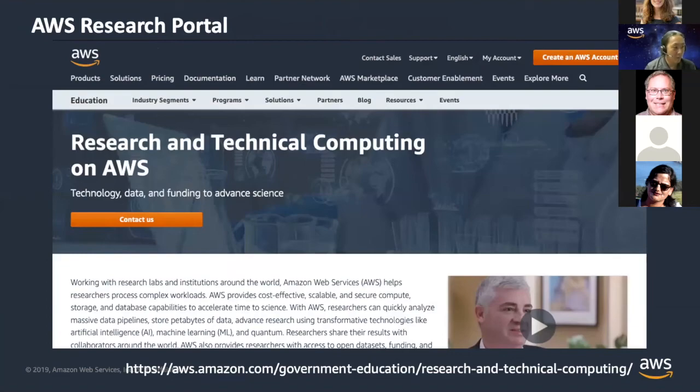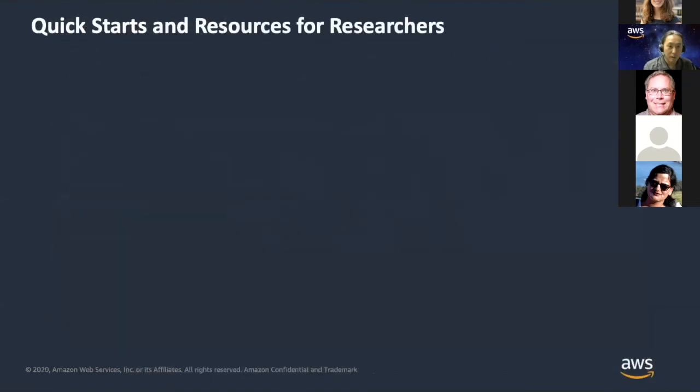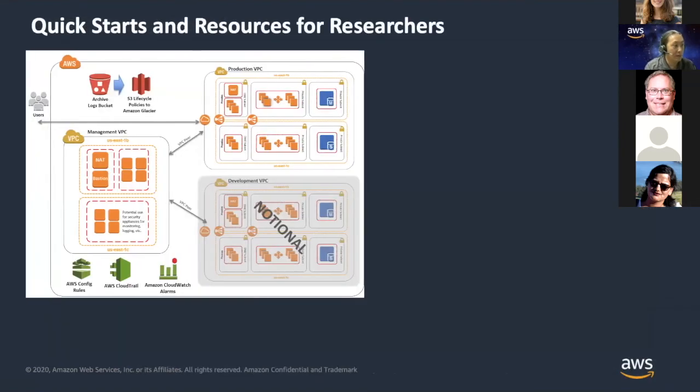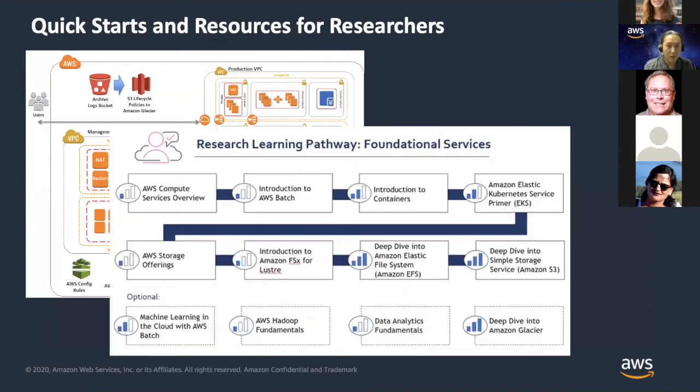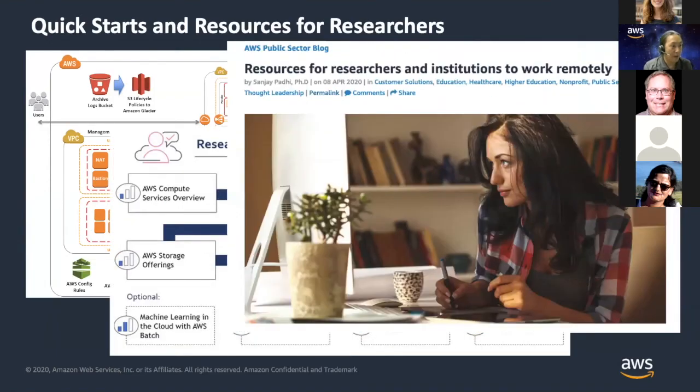We have a research webpage at the bottom here that is specifically focused on research workloads. So if you want to find resources that are research specific, this is where you go to look for them. We have a number of Quick Starts, which are sample environments that you can spin up using CloudFormation templates that will spin up an existing workload or environment for you. We also have training pathways and blog articles if you're interested in using AWS for research.